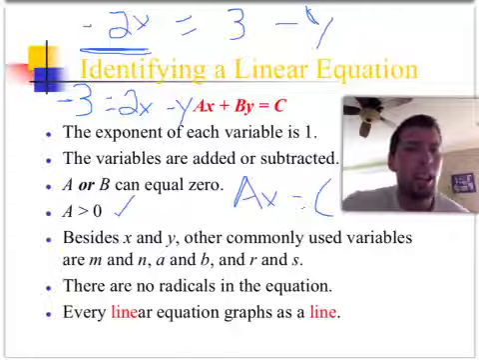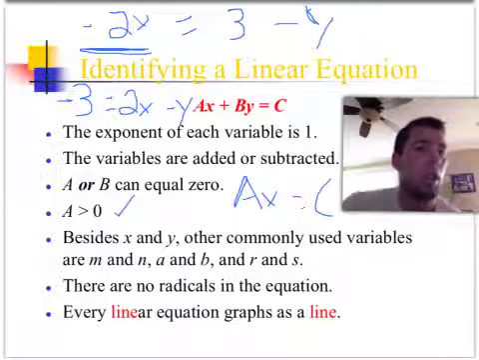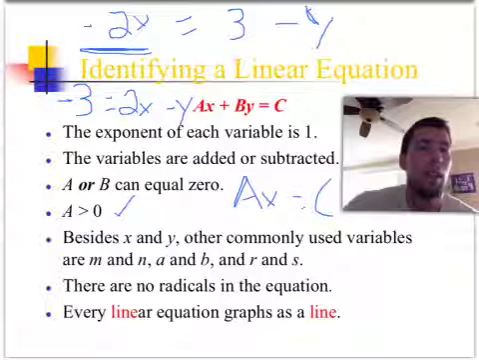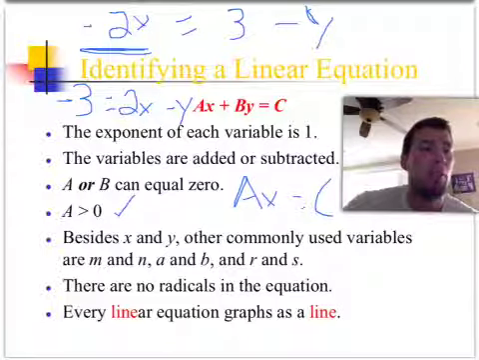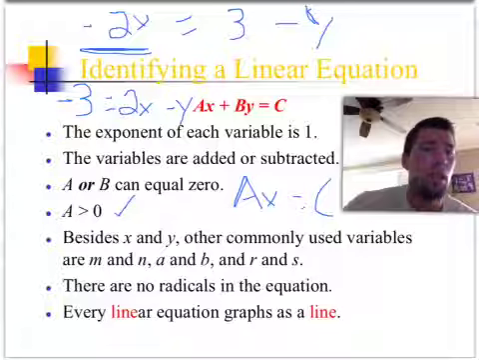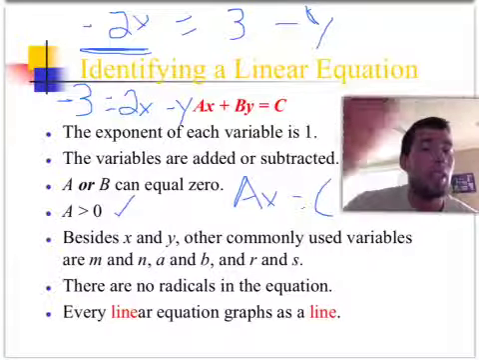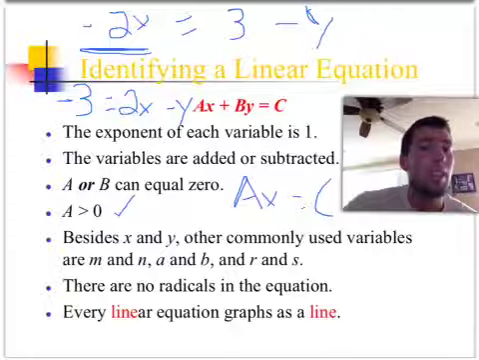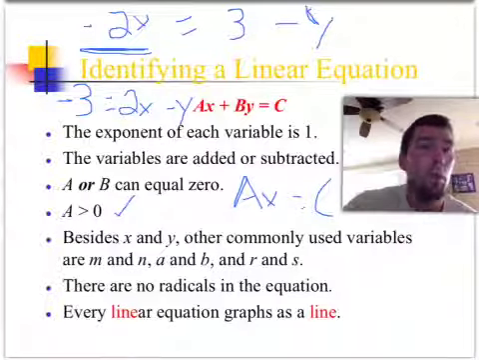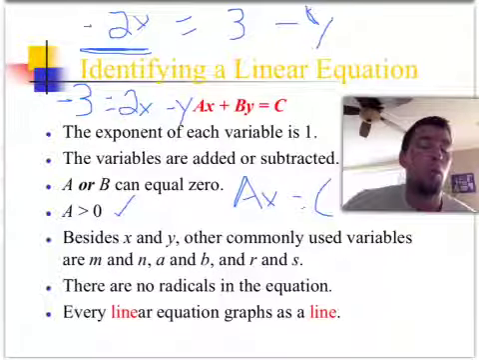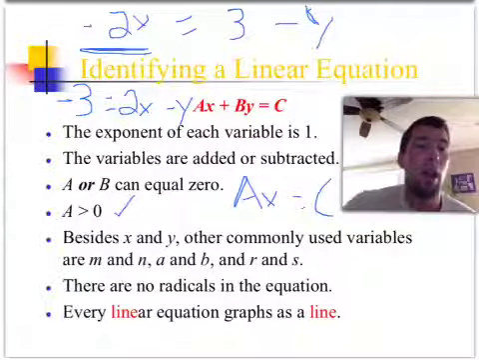Next, besides x and y, other commonly used variables are m and n, a and b, r and s. We can use anything out there, any pairing. They're just showing you a few of the common ones. And then this one, second from last, there are no radicals in the equation. So no square roots, just like there are no squares or cubes, there are no square roots or cube roots, or anything more. Make sure you notice that. That's a pretty good indicator that you don't have a straight line.